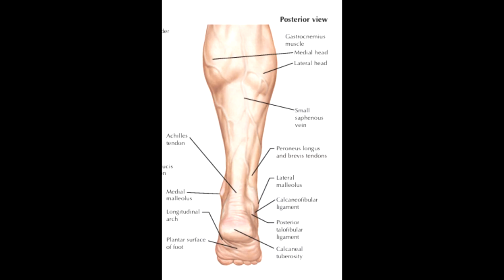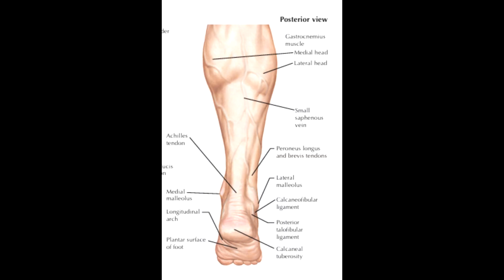We can also see the small saphenous vein, which drains into the popliteal vein, and the peroneus longus and brevis tendons, running behind the lateral malleolus. These tendons are critical stabilizers of the ankle joint, preventing inversion injuries.